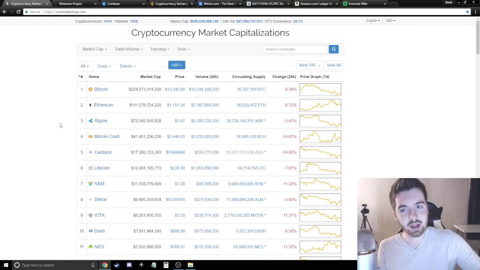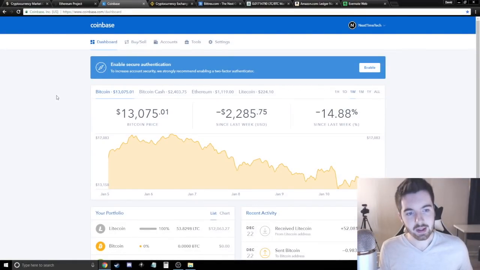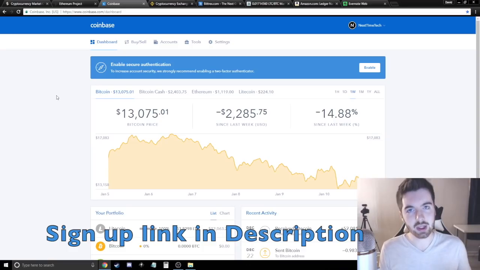So after doing your research on some of these coins and you think you're interested in investing in one, your first step is to go to Coinbase. Coinbase is a website. They also have an app. You sign up for an account. You can deposit actual money into it.